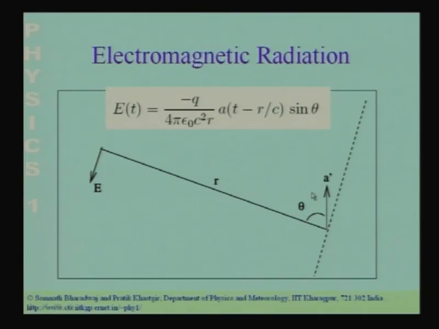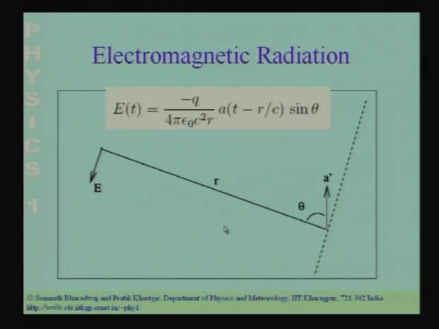We have to take the component of the acceleration perpendicular to the line of sight, which is what gives rise to this factor of sin theta. So, the charged particle over here, if it accelerates, produces the electric field given by this expression. The key point is that the electric field falls as 1 by r. The electric field is in the direction perpendicular to the line of sight, and it is proportional to the component of the acceleration in the direction perpendicular to the line of sight. So, this was the first thing that I told you.